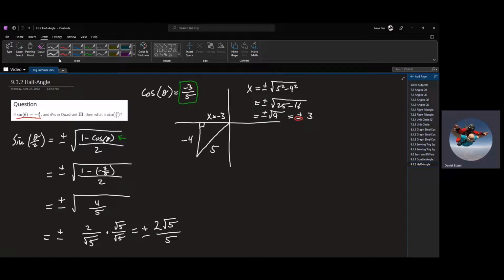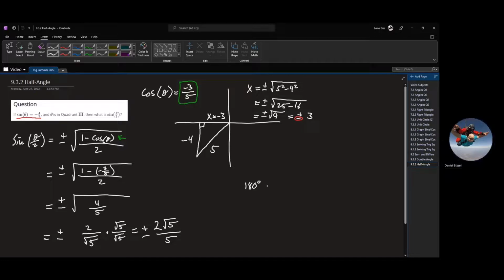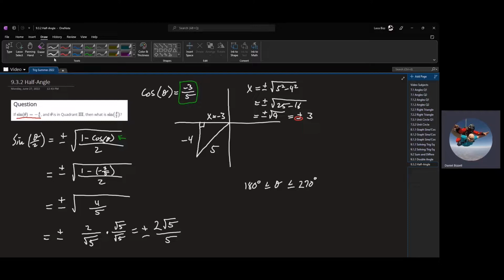Okay, so there's one last thing we need to do: we don't know whether we're using the plus version or the negative version. And to figure that out, we know in quadrant 3, our angle is between 180 degrees and 270 degrees. So if we want to know what that angle divided by 2 would be, we can just divide everything by 2.